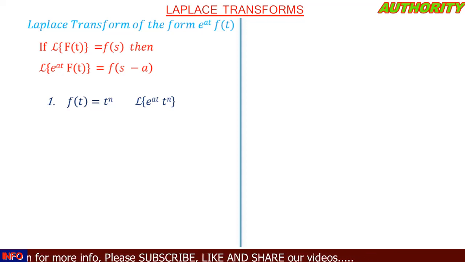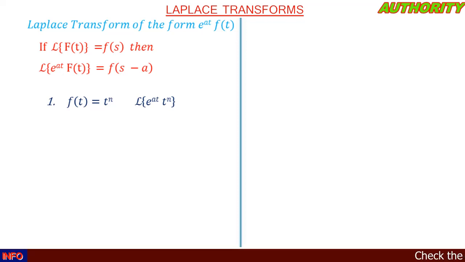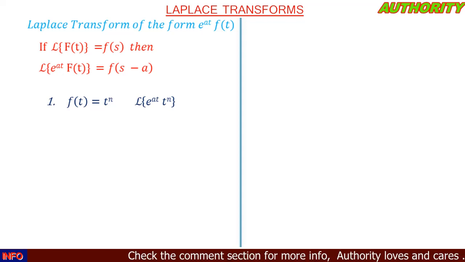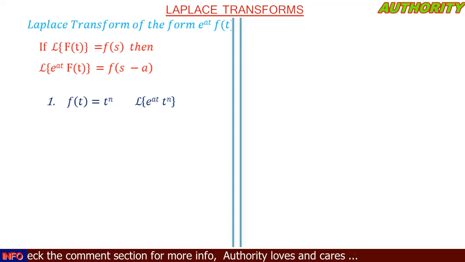It is very important because it will help you when you will be treating the inverse of a Laplace transform. Please pay attention to this. We are talking about the Laplace transform of e raised to the power of at f of t, where f of t takes any form. How does it work? Let's go. The first one, when f of t takes the form t raised to the power of n, how does it work?